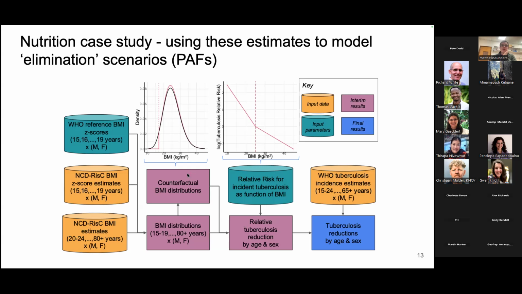And then we can combine these different distributions, the original BMI distribution and the counterfactual, with our new relative risk function. So the relative risk of TB as a function of BMI using this bilinear model that you can see again here. And in doing so, compute the relative TB reduction in these different age and sex groups. And then finally, on the right-hand side, combine that with WHO data to estimate absolute TB reductions if we were to change these distributions and eliminate undernutrition in different countries and age and sex groups.